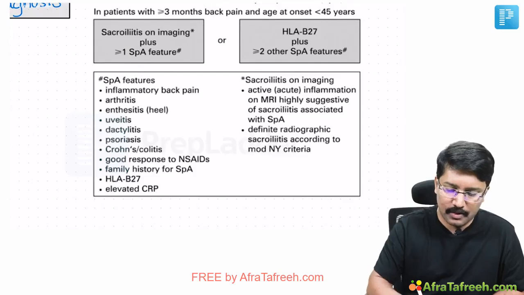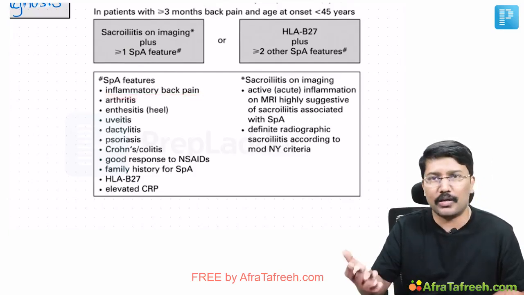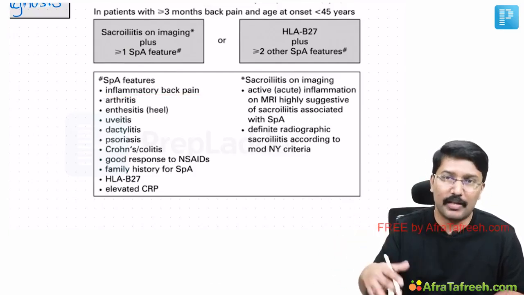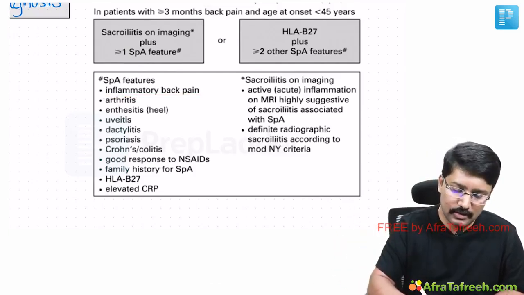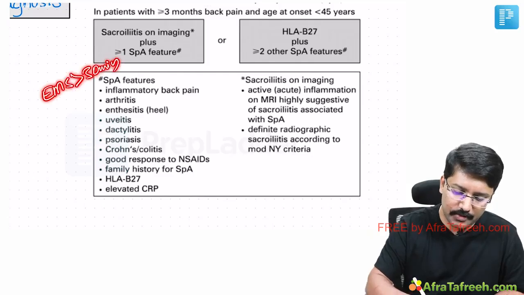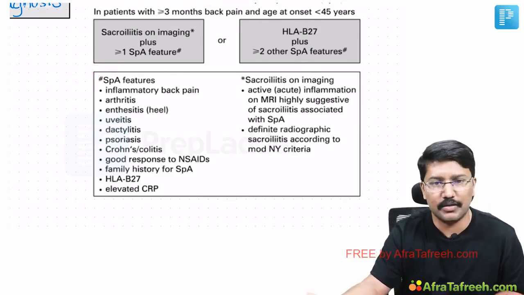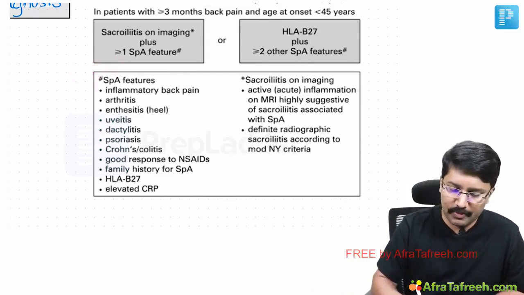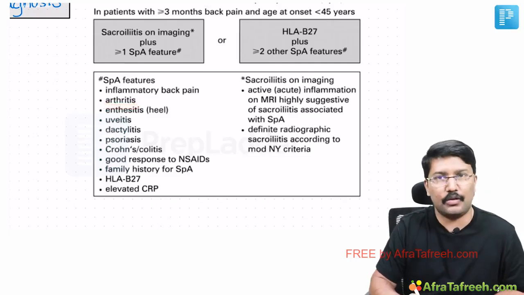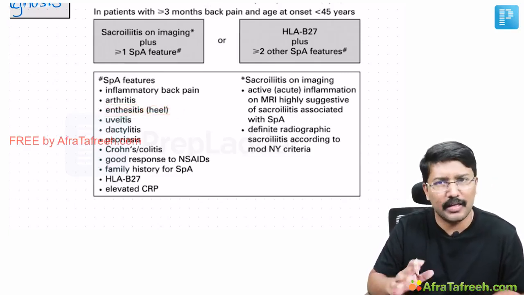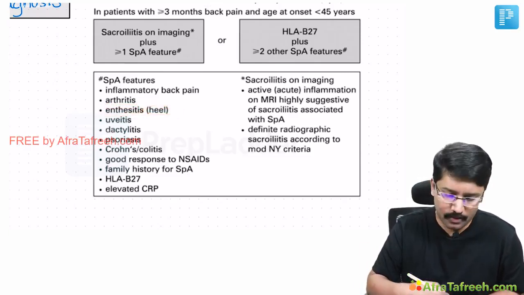What are the features? Having inflammatory back pain. So we already know the characteristics of inflammatory back pain, right? Patient presenting with early morning stiffness lasting for more than 30 minutes. Pain which is better on exercise, worse on idleness. Yes, that is the typical story, right? Then patients having peripheral arthritis, mainly affecting the lower limbs, mainly affecting the large joints, or having enthesitis, especially the heel enthesitis. Heel pain is a very common complaint in them, right?